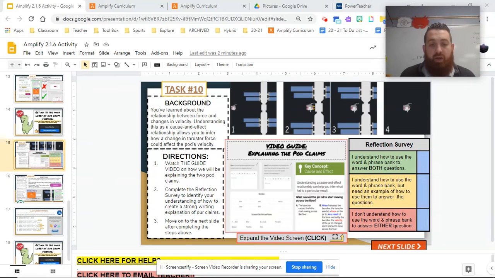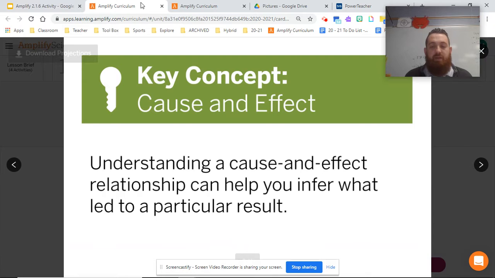Hey everybody, Mr. Regan here, and we're going to be looking at how to write a strong explanation as to what's going on with our two pod claims and how to utilize our understanding of that relationship between velocity and force to best explain what's going on. So first and foremost, we are going to be writing about this idea of cause and effect between our force and our velocity. And we're going to really focus on understanding this effect so we can infer and lead us to a particular conclusion about our pod.